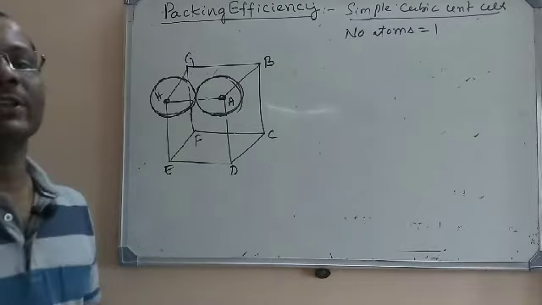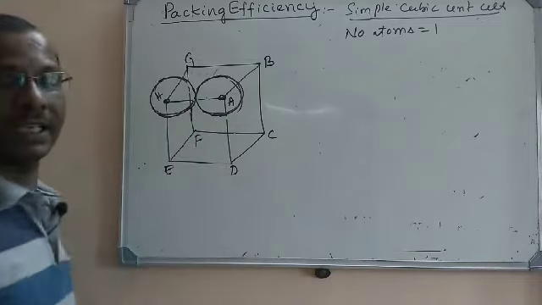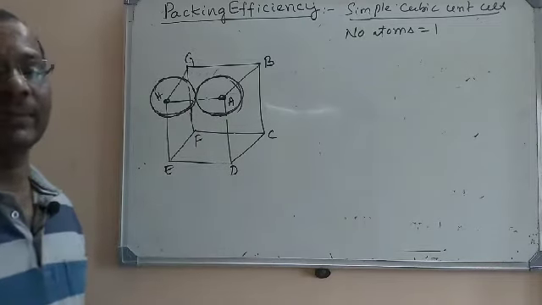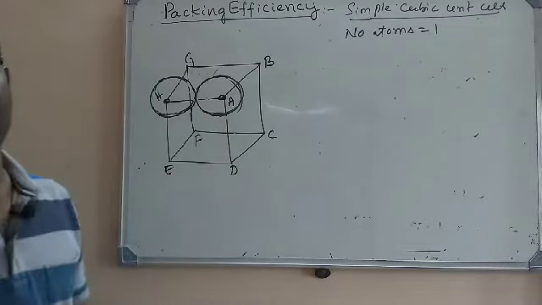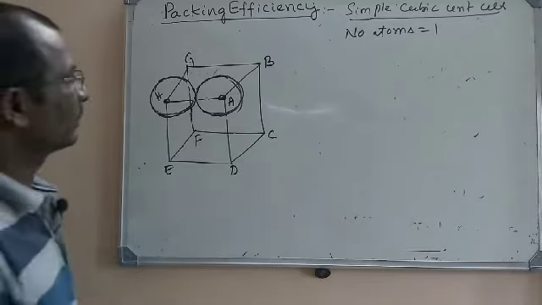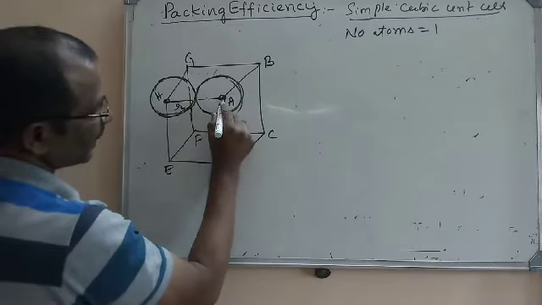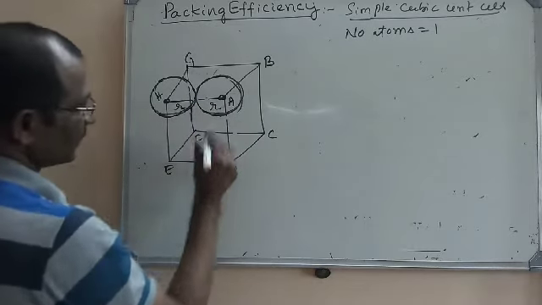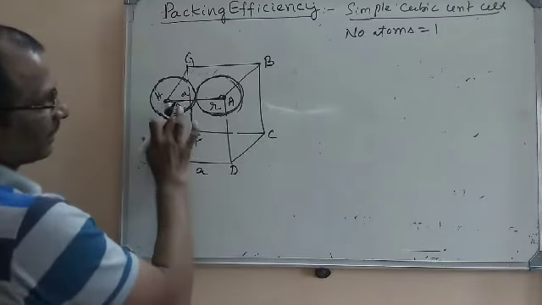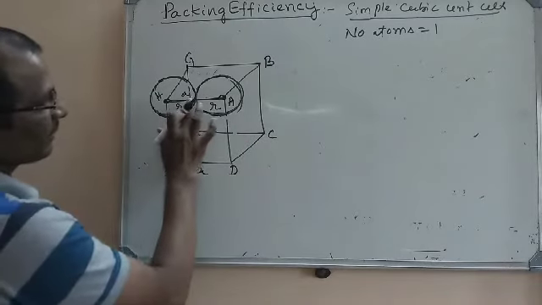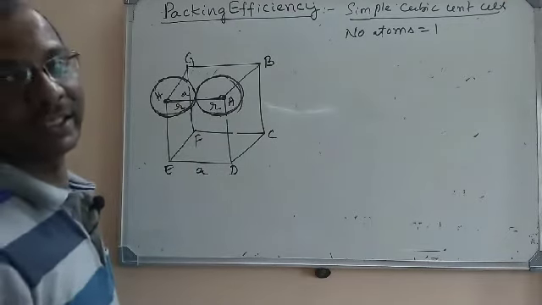Because in simple cubic, the points at the corners will be touching each other. Unlike FCC and BCC, here the points are in contact with each other. So the derivation will be very easy. Look here. From here to here the distance is R and from here to here the distance is R. So this is the edge length A. Edge length A is nothing but the sum of these 2 radii, R and R. Very simple.